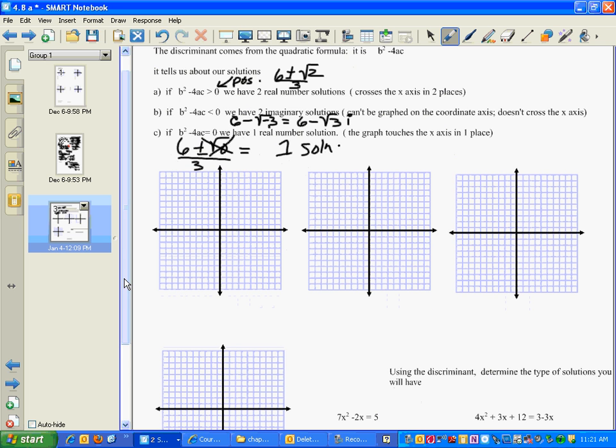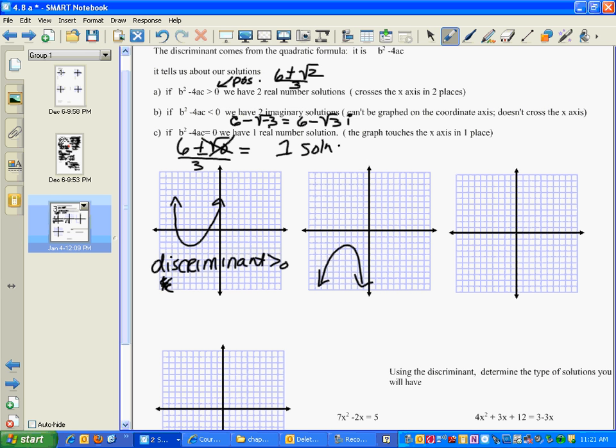And let's look at this. So if this is what my graph looks like, what is my discriminant going to be? Is it going to be less than 0, greater than 0, or equal to 0? Why? Because it's going to be greater than 0. Exactly.